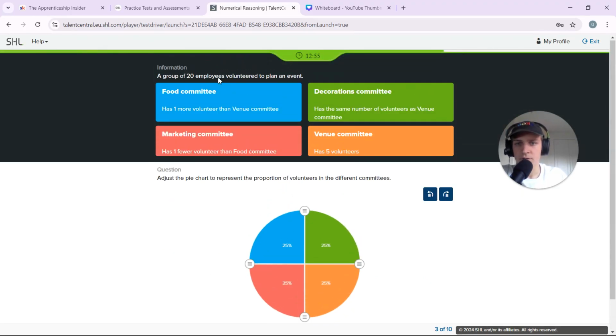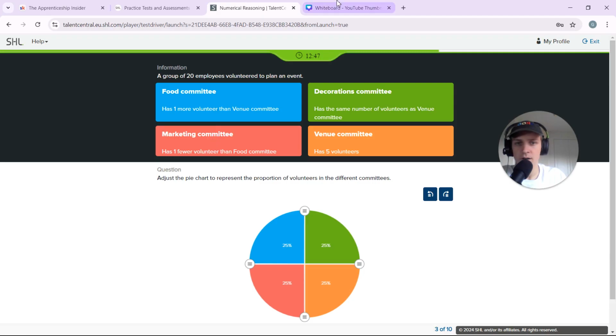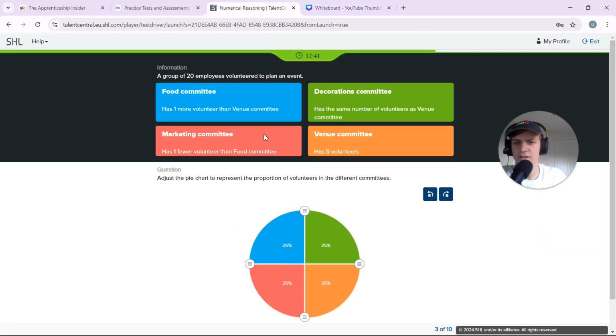Okay, so a group of 20 employees. So this is where, again, if you just look at these on your own, it's not going to help. You want to make this into a data table, okay? So we've got food, decorations, marketing and venue, and then in total. Just formalize it into a table so that rather than just looking at it and trying to work out random things, you can do it. So start off.